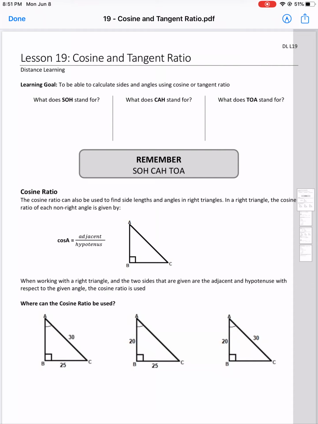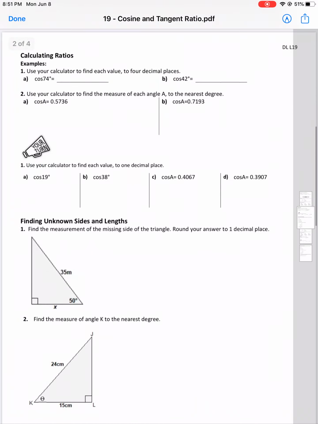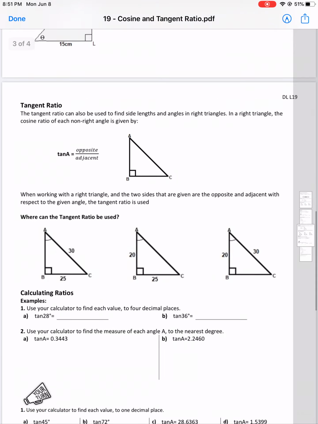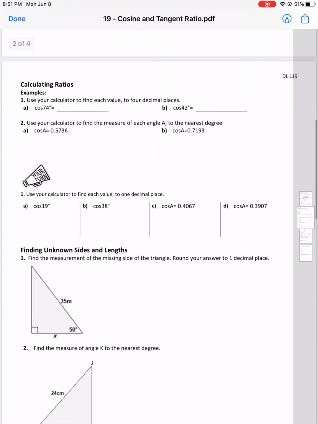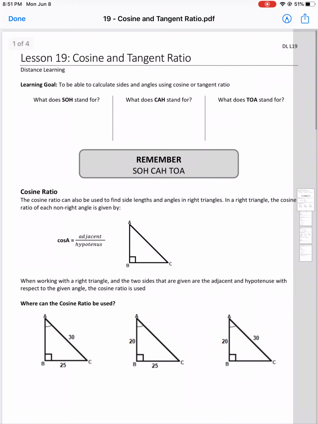A lot of this stuff is going to be very repetitive from the note that you just did. So lesson 18, just because I want to get in your head. Some of the stuff's going to look very familiar because it's the very same idea. What we're going to do is go through some examples. Okay, so cosine and tangent.